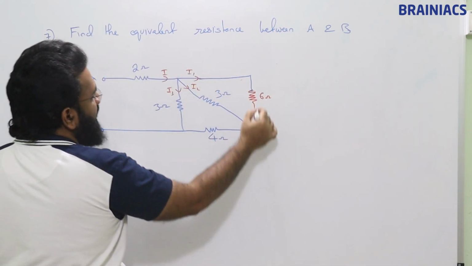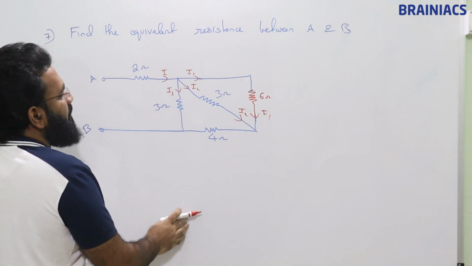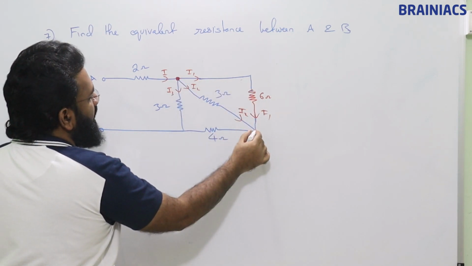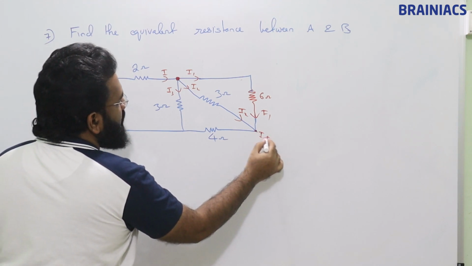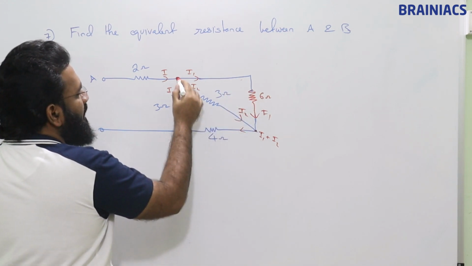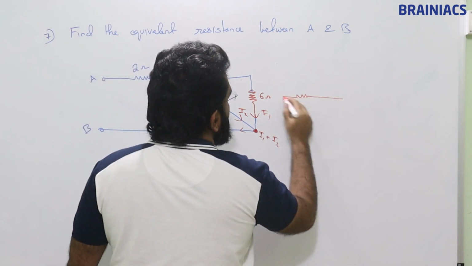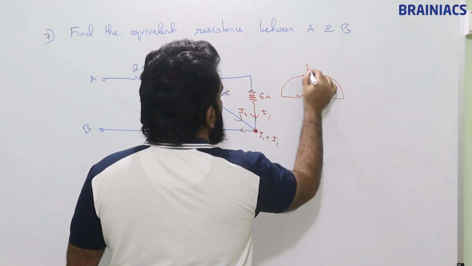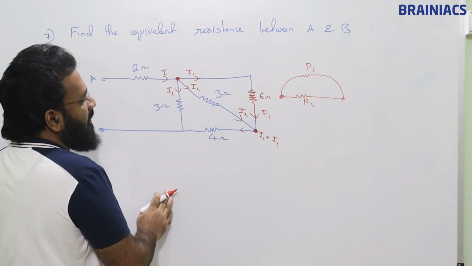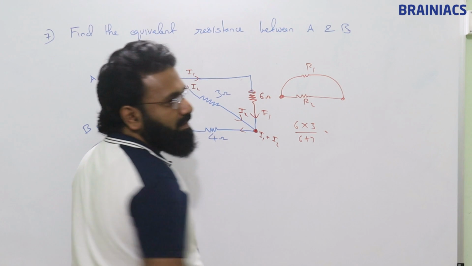Now I1 is coming like this, I2 is coming like this. From here I1 and I2 divide, and here I1 and I2 join, so these two are parallel. Look at these two nodes. Same way as R1, R2, only the shapes are different. So 6 into 3 by 6 plus 3, we have already seen this in the previous problem.